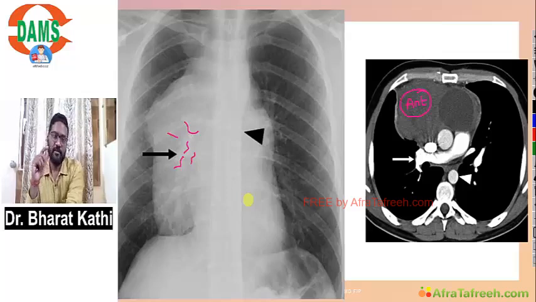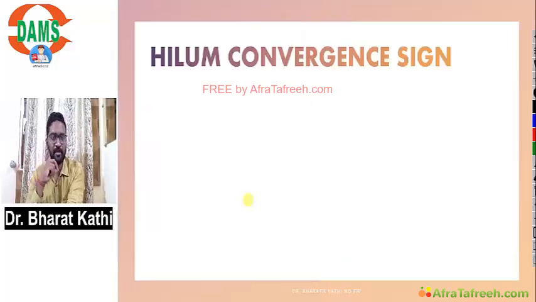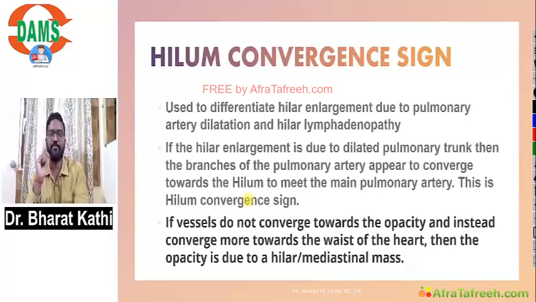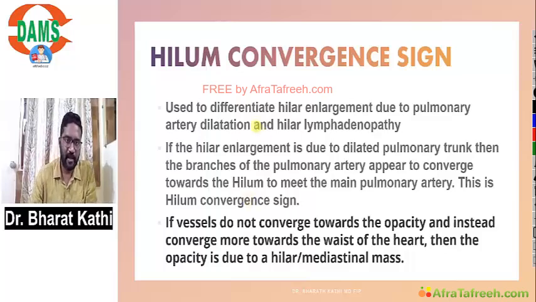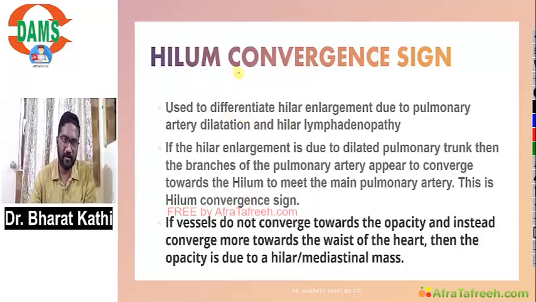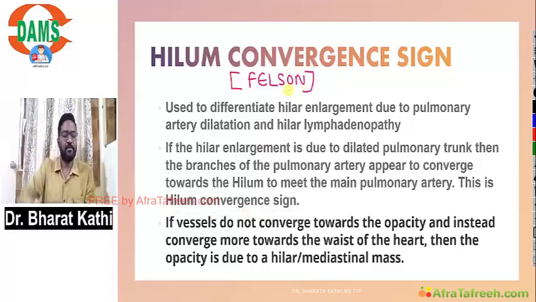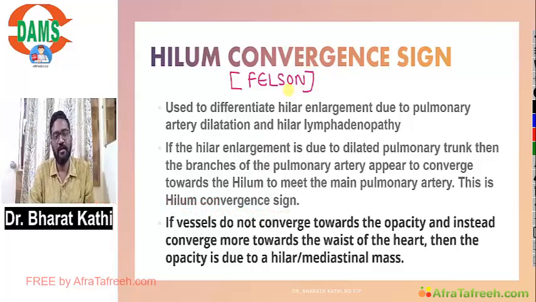Now suppose by chance you are seeing a mass in the hilum, then we have something called the hilum convergence sign. All this was given by the great Felson in the early 20th century, but after the advent of CT scan, nobody looks at hilum overlay or convergence sign now, but they will be asked in your exam. This is used to differentiate hilar enlargement due to pulmonary artery dilatation or hilar lymph node enlargement.